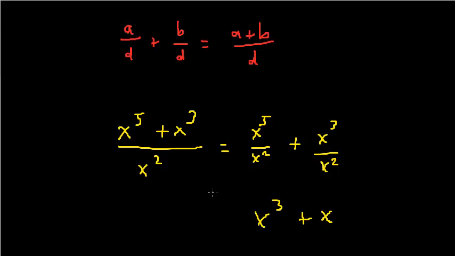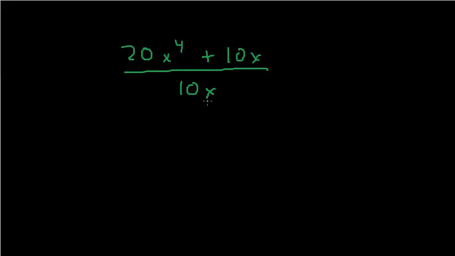What I can see from here though is that each term in my numerator is being divided by my denominator. So I do not have to rewrite this every single time. I can just remember to take that first term divided by the denominator, my second term divided by the denominator. So let's try this with another example. Let's say I have 20x to the fourth plus 10x, all divided by 10x.